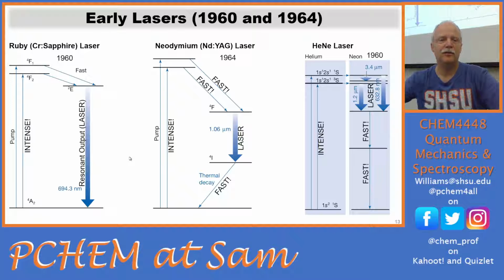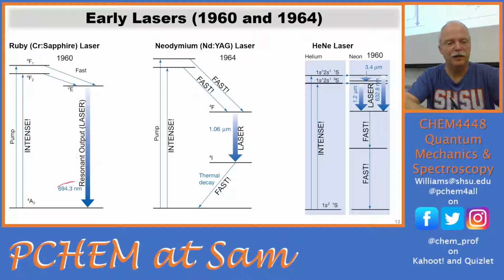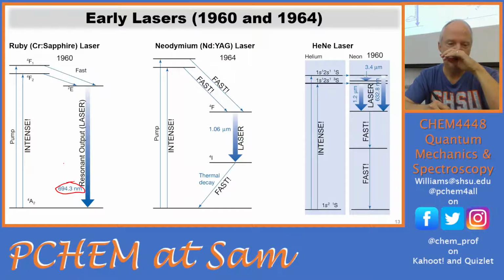So here's the ruby crystal, the ruby laser, 1960. Here they just put enough intense light on there, and we have their term symbols and so on, and then you have this resonant output, that laser. They're able to get a population inversion relative to the ground state, so that's got to be an intense pump light, and they're able to get that output laser. And that wavelength is 694.3 nanometers. So our helium-neon lasers are close to 700, deep red. Okay, that neodymium YAG laser that I showed earlier, that was the 1964 laser.